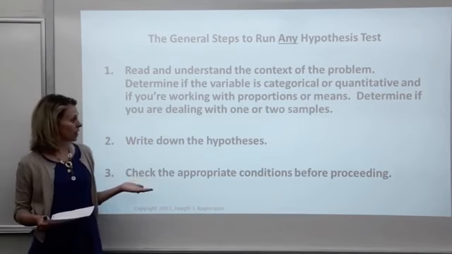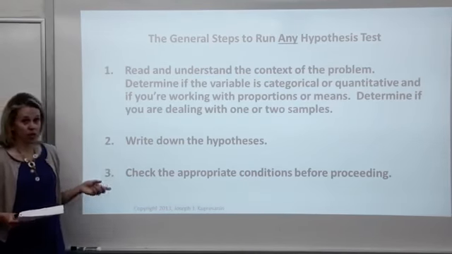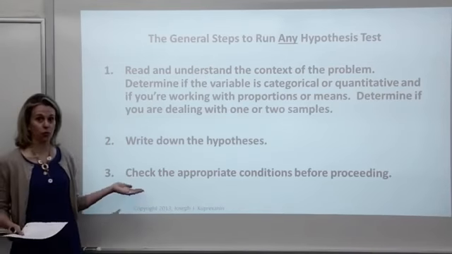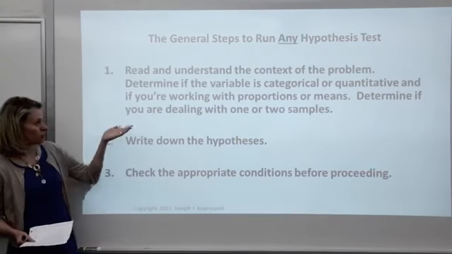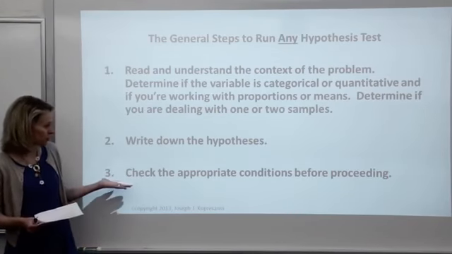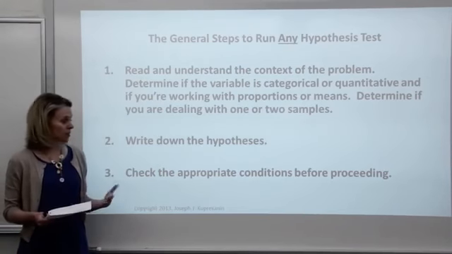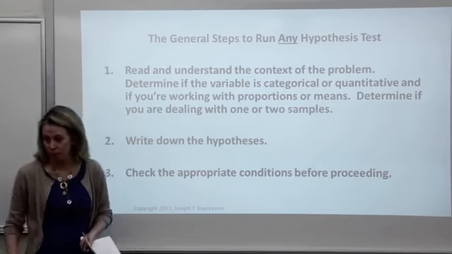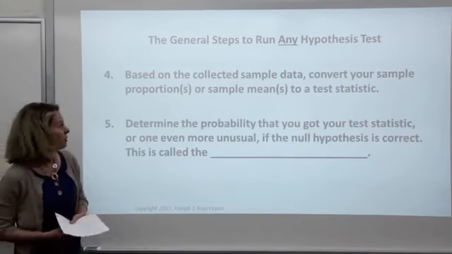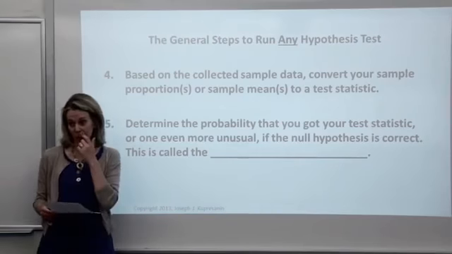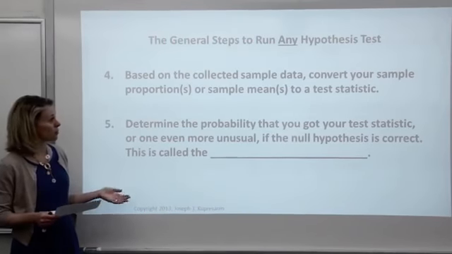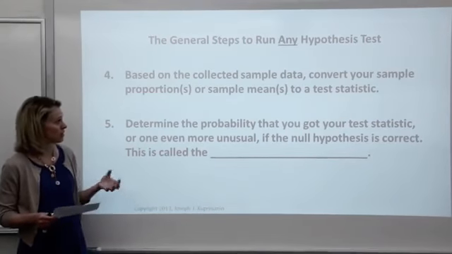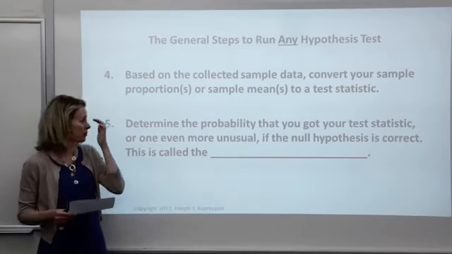After you understand the context of the problem, go ahead and write down your two hypotheses, and then you'll check the appropriate conditions before proceeding. The conditions, again, will depend on which type of problem you're looking at, but you'll still want to write down the conditions that need to be met and whether they have indeed been satisfied. All right, number four, based on the collected sample data, we'll convert sample proportions or sample means to a test statistic. So we'll compute a test statistic. The formula for that will change depending on the type of problem.